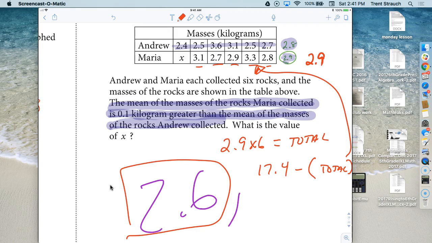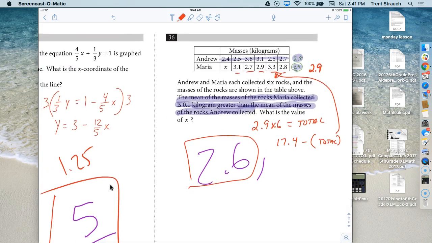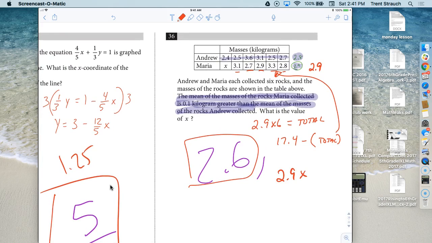Now, if you recall, I said for average problems, we don't care about the average. We want to know what the total is. So what do you do? You take 2.9 and multiply it by 6. If you do that, I think you get 17.4 as the total weight. You agree with that? So Maria's total weight was 17.4.